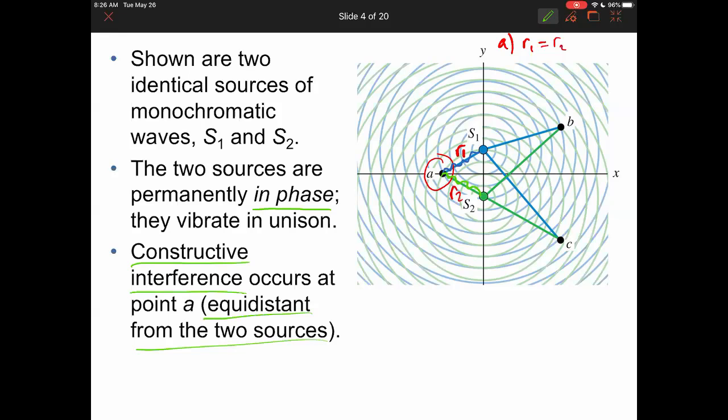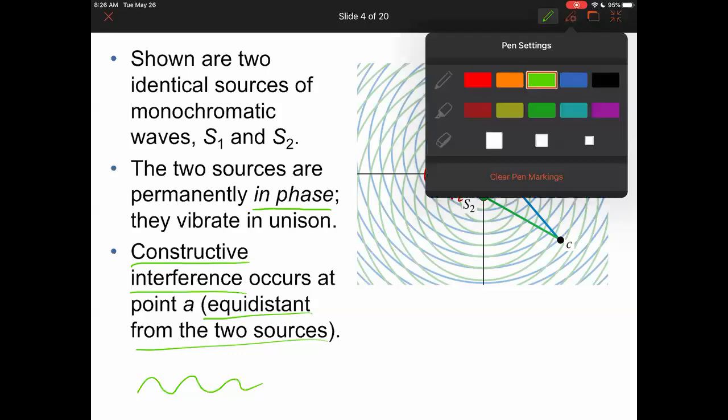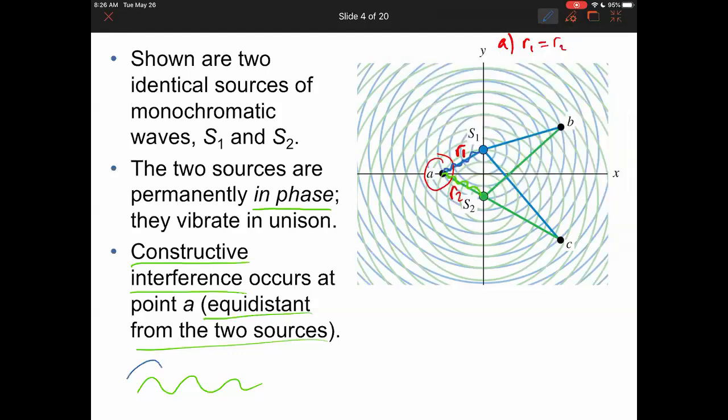Now, constructive interference, again, means that here's wave 1, and let's say this was wave 2. When they arrive there, their crests match, or their troughs match, and if you put them together, they're going to amplify the signal.